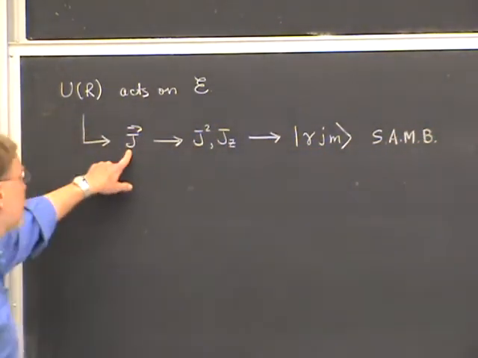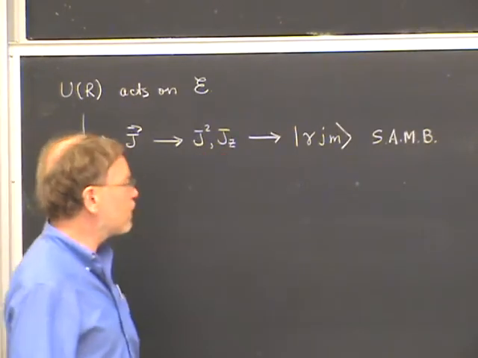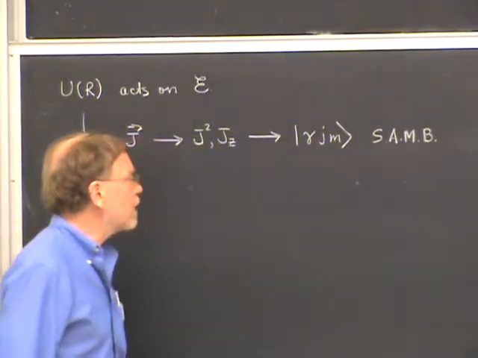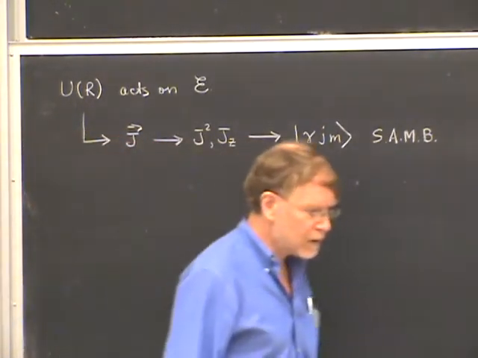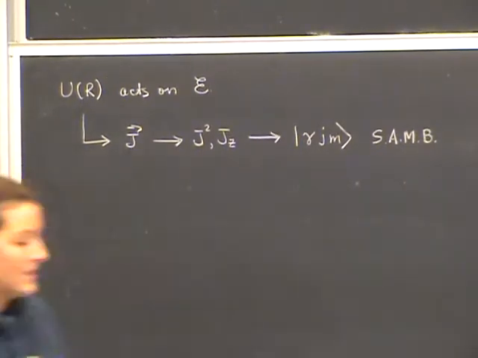By using infinitesimal rotations, we can find the angular momentum operators. From them, we construct J squared and J_z, which commute. And from them, we construct the simultaneous eigenbasis, which we call the standard angular momentum basis, with an extra index in case of degeneracy. That's the basic setup for what happens when rotations act on ket spaces.